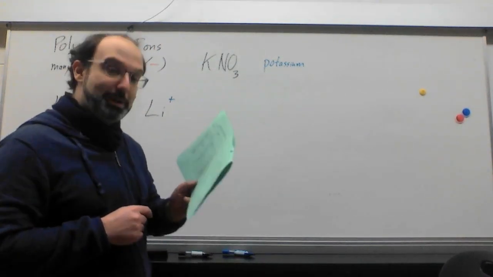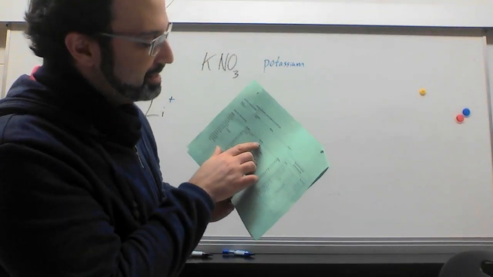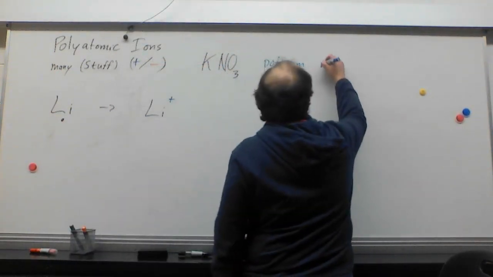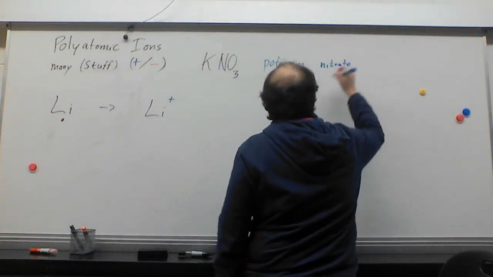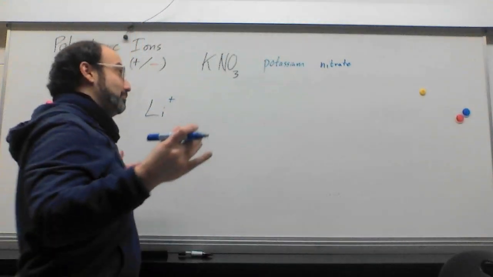And I look for it in alphabetical order. So I look here, it starts with an N, so I go down the list, I find the N. Ah, here it is, nitrate. So this is potassium nitrate. And we're done. I mean, there's a charge here, and we could do the charge.